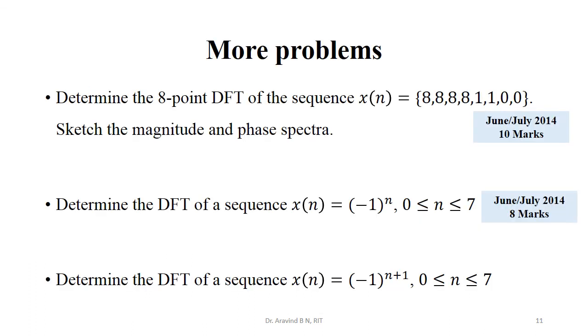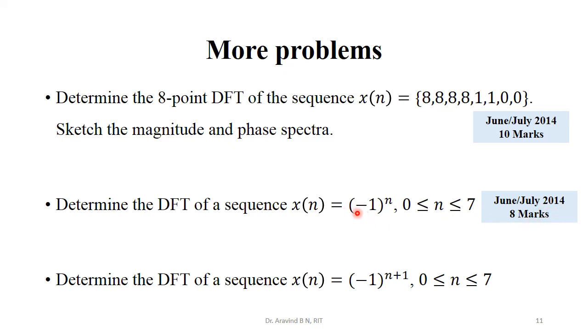So here we are going to have more problems related to the DFT calculation. These have been asked in previous examinations. First, an 8-point DFT calculation where the input is directly given; sketch the magnitude and phase spectra, for 10 marks. Then determine the DFT of the sequence x of n is equal to -1 to the power of n for n ranging from 0 to 7, asked in 2014 for 8 marks.